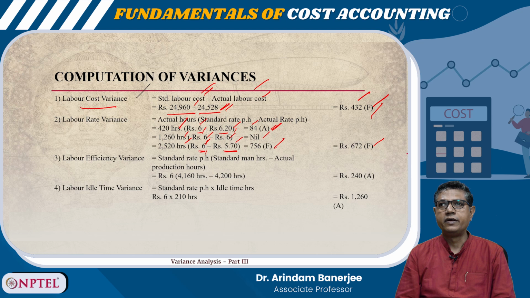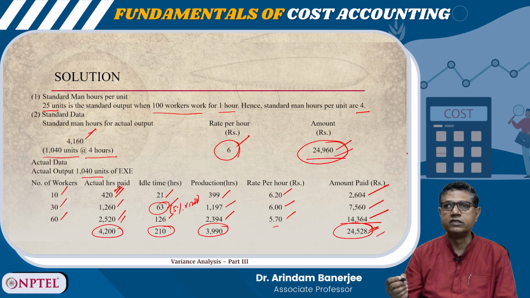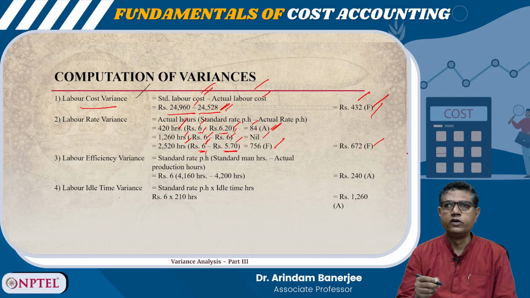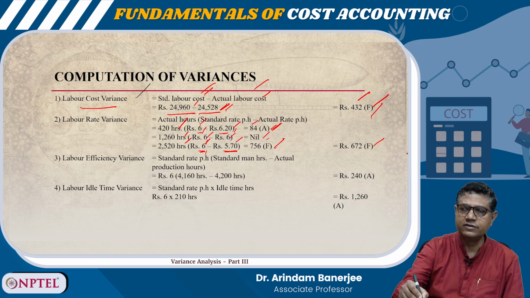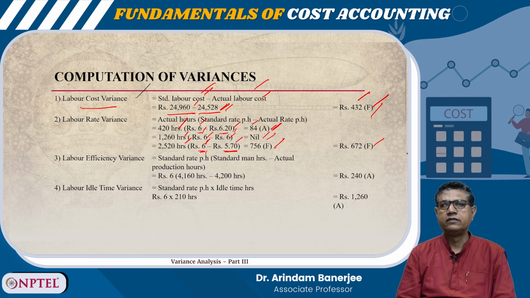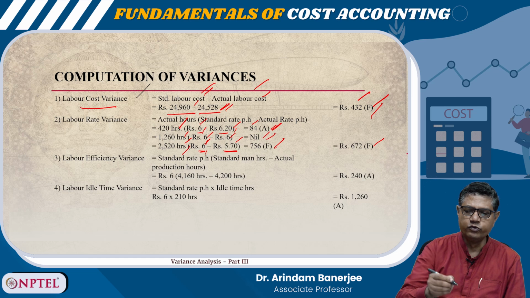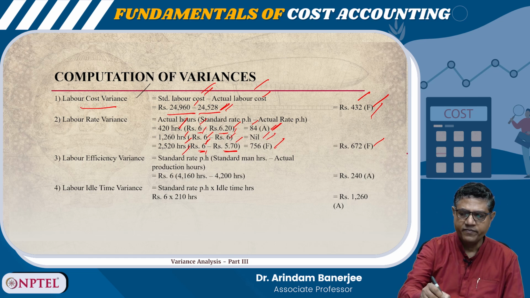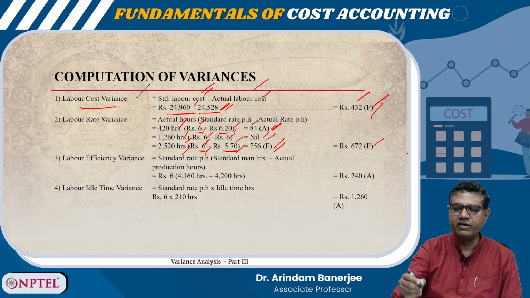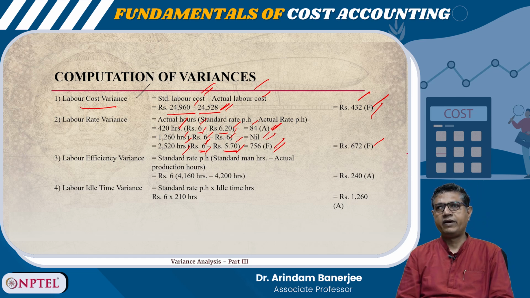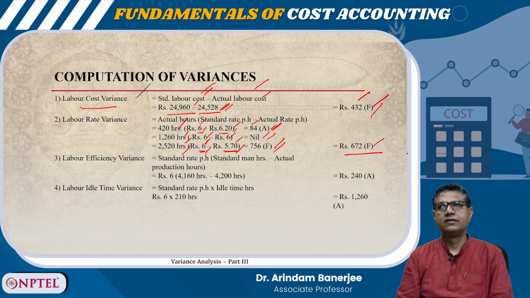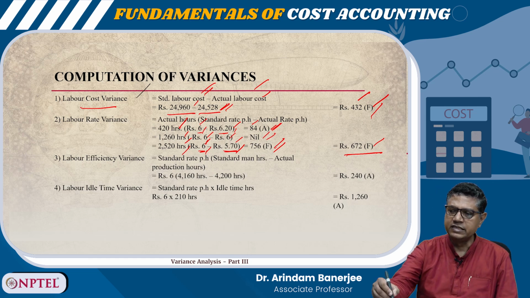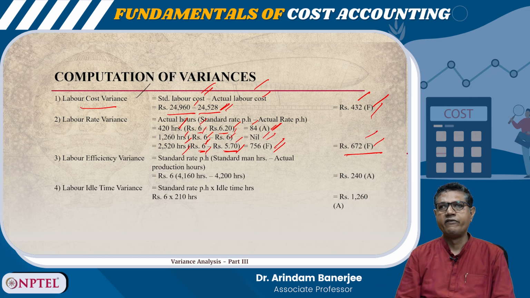The second group spent 1260 hours, at rupees 6 minus rupees 6, so it is nil. And the third group has 2520 hours, at rupees 6 minus 5.70, so it is 756 favorable. Fine. So if we add all those, 756 favorable minus 84 adverse, we can see it is 672 favorable.